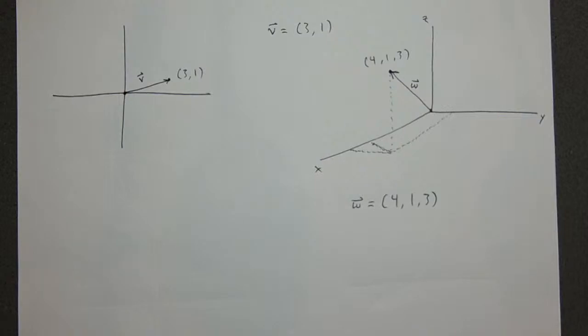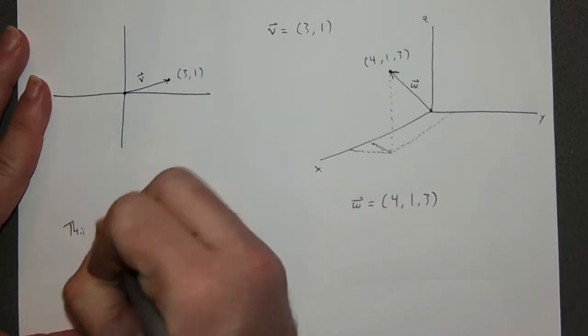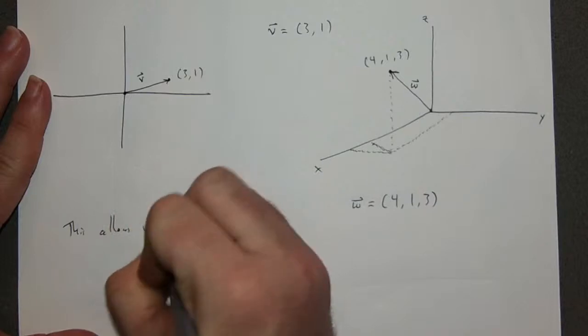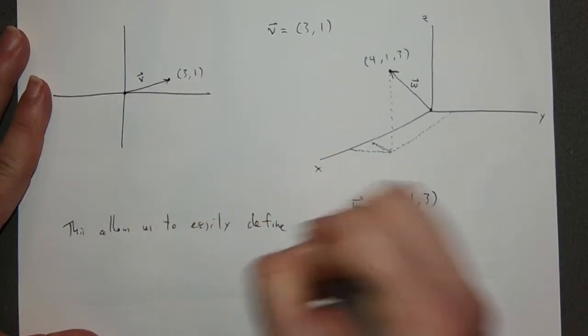All right, if you have any questions about that, you can let me know. But here's the idea. Now, why is this nice? So why is this great? This allows us to easily define algebraic operations on vectors.